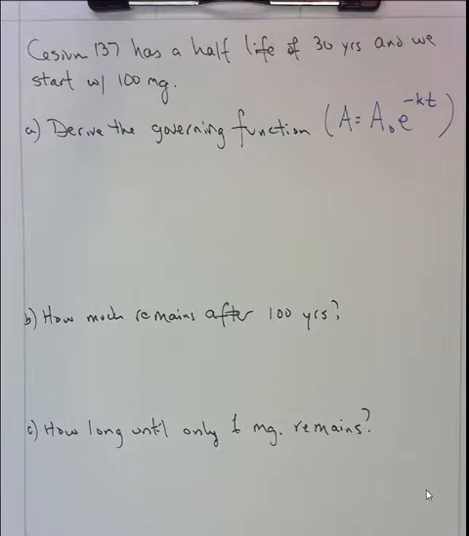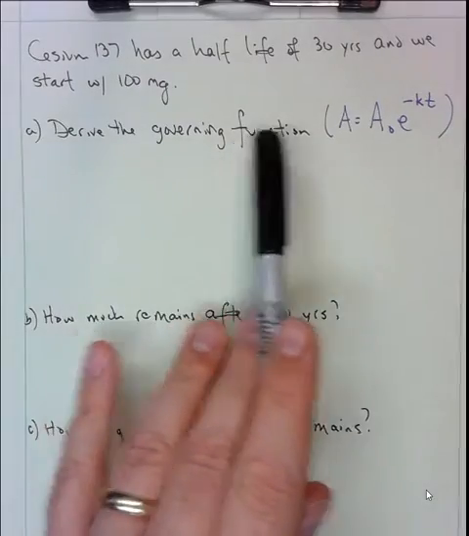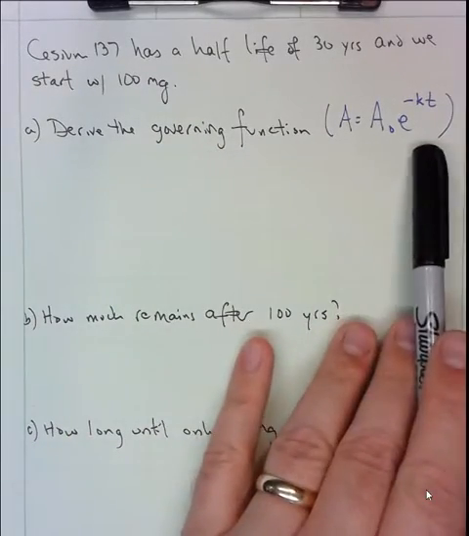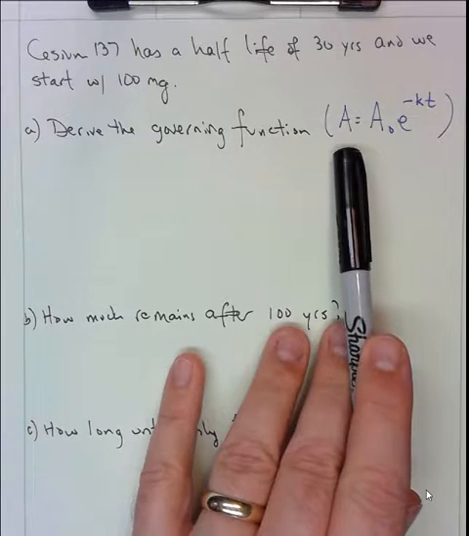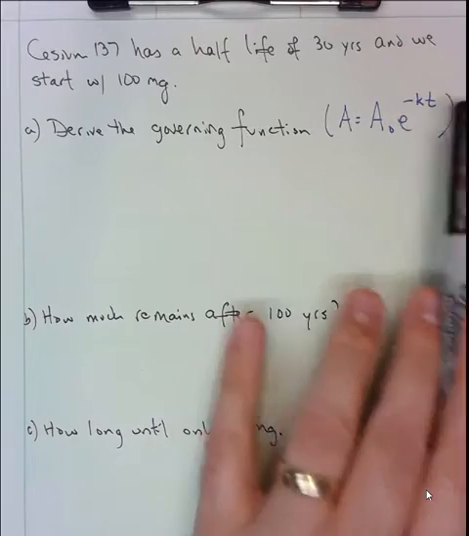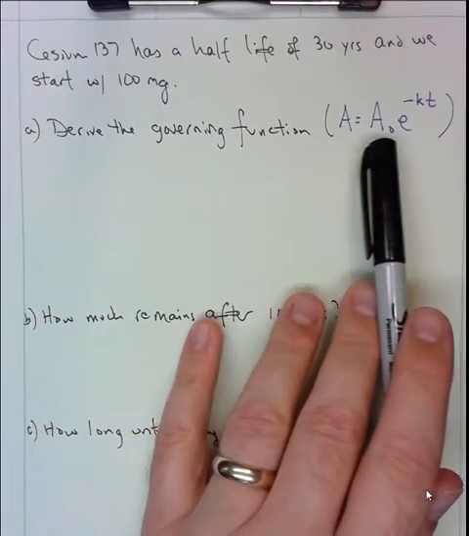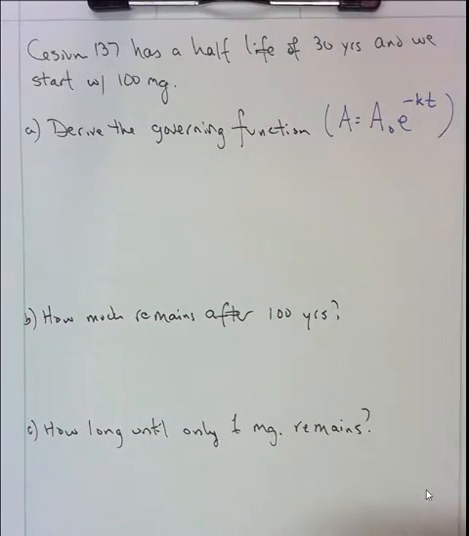The second problem on your first handout from yesterday, or from Monday, is an exponential decay problem. Radioactive decay, cesium-137, has a half-life of 30 years, and we start with 100 milligrams, and we're going to go from there. The first thing you're asked to do is to derive the function that drives all of this. It's the exponential growth or decay function. Because we're dealing with exponential decay, we're going to have e to the negative kt, so we have decay instead of growth. And just for clarity, I've changed the dependent variable from P for population to A for amount. It's the same structure.